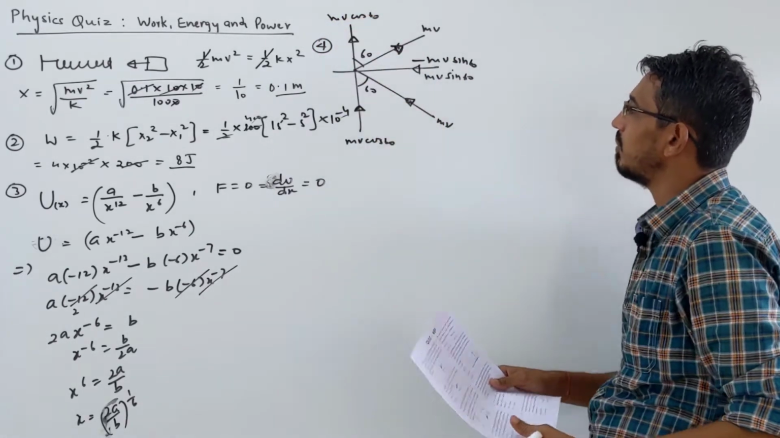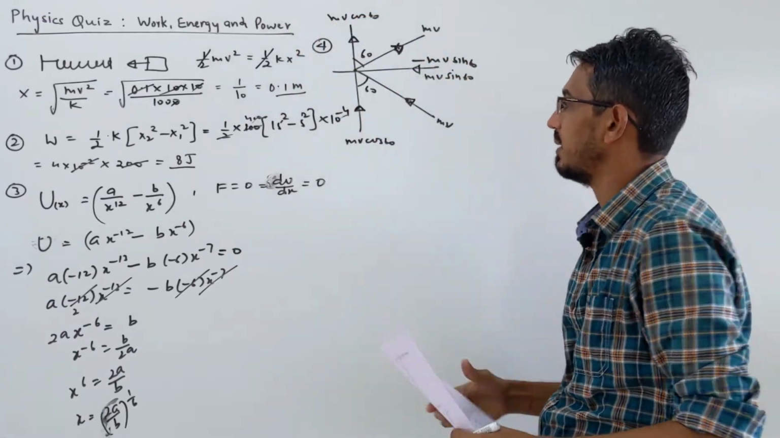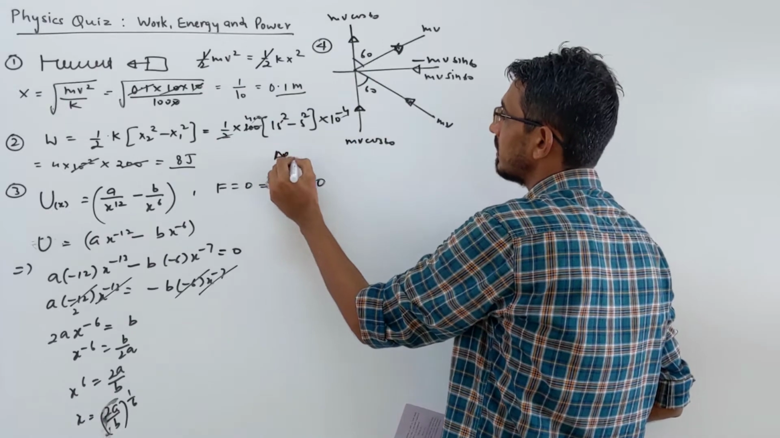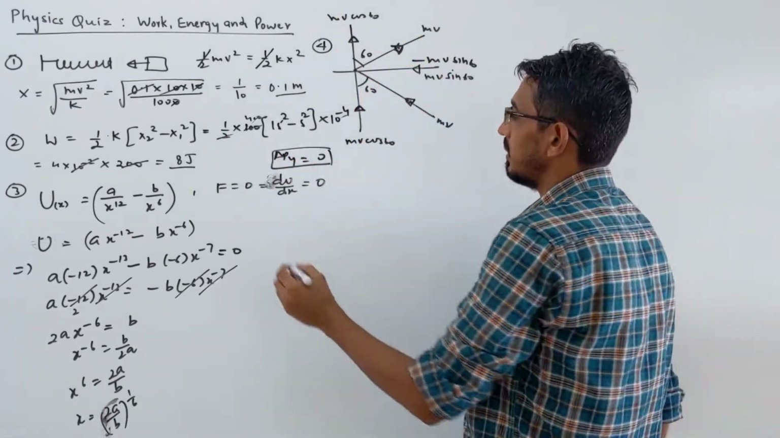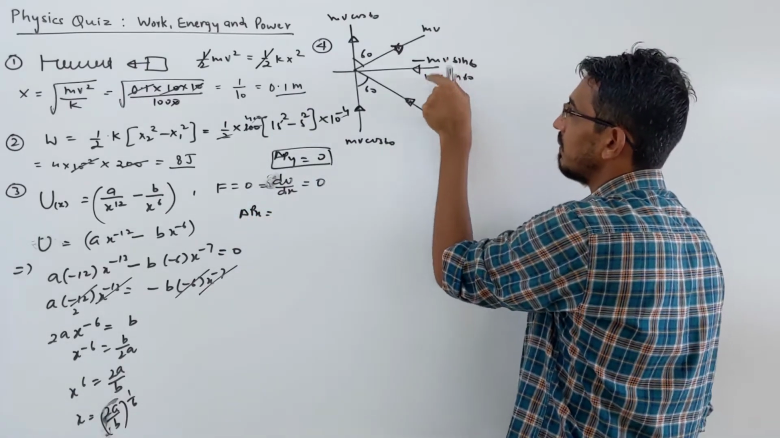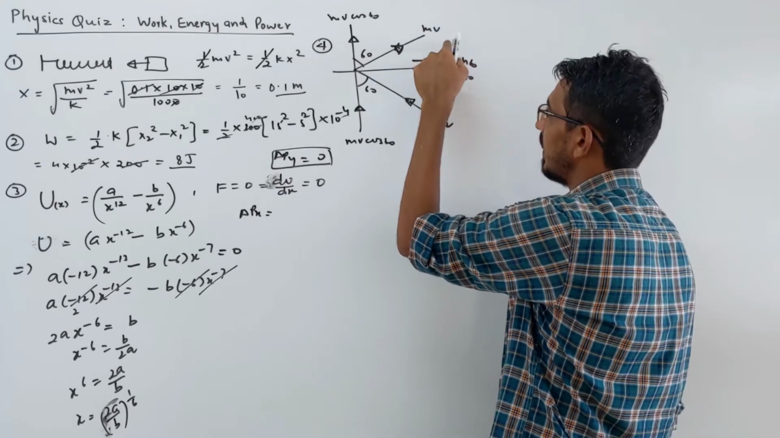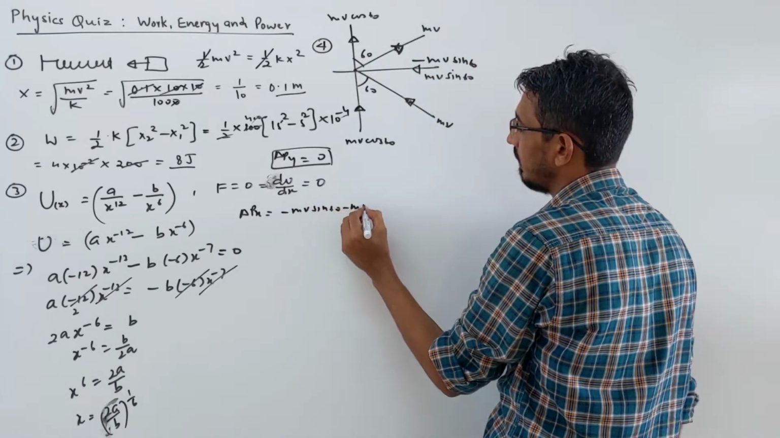So you see the change in momentum in the y direction is 0, because the initial and final directions are the same, this minus that. But the change in the x direction: initial is mv sin theta, final is minus mv sin theta. So final minus initial: minus mv sin 60 minus mv sin 60.